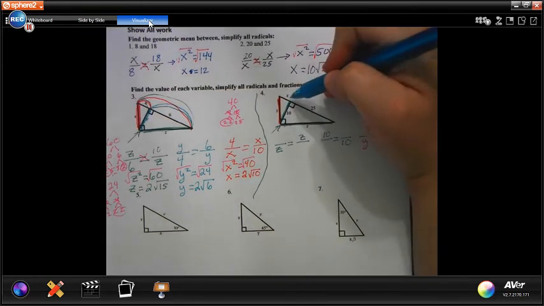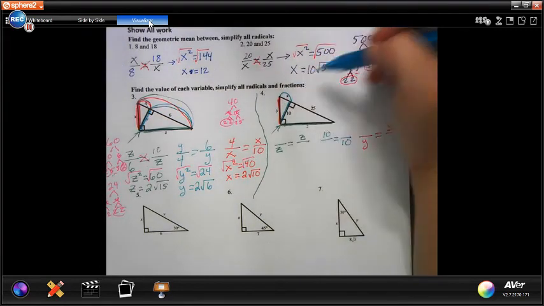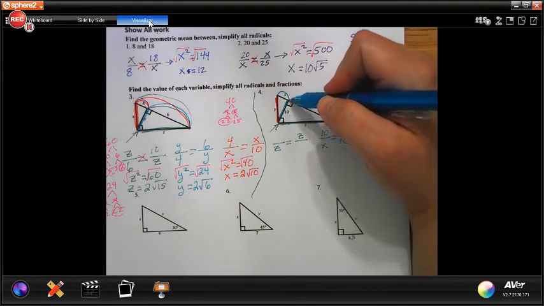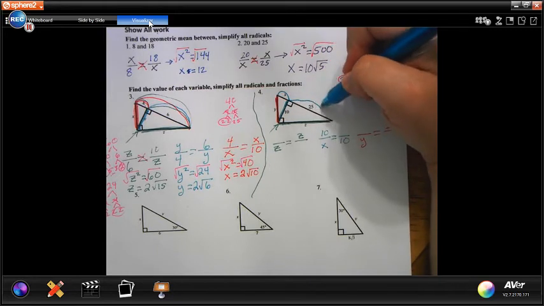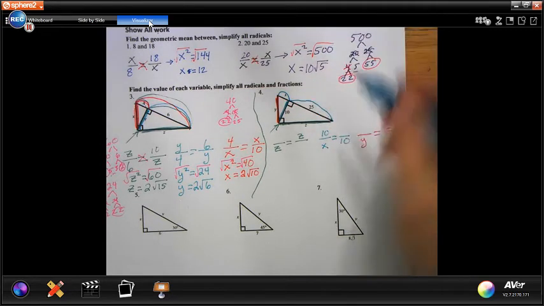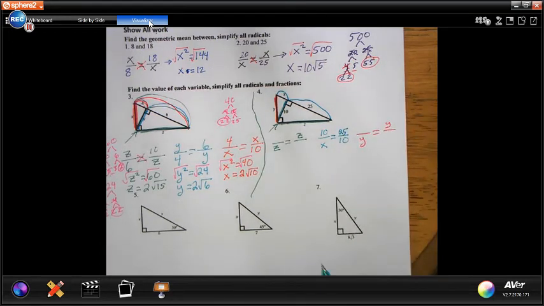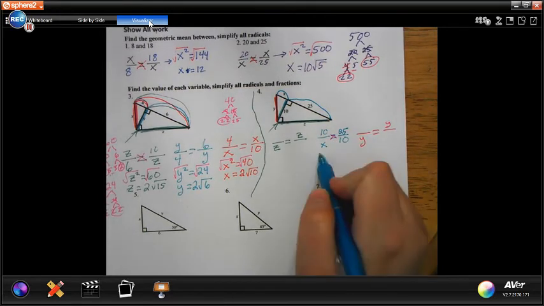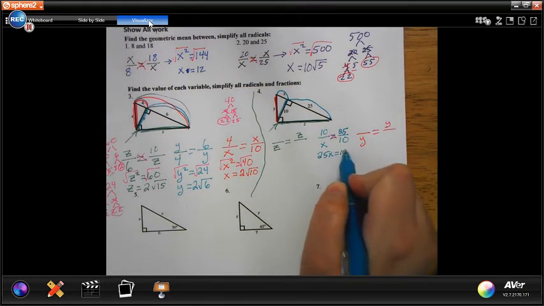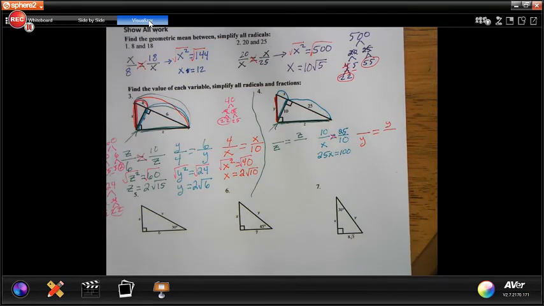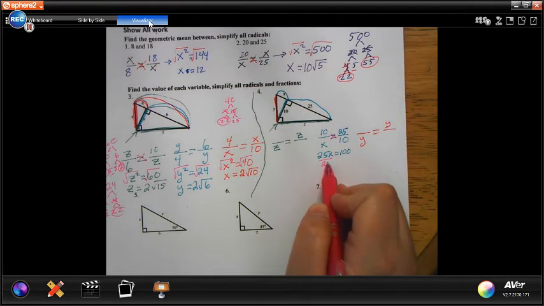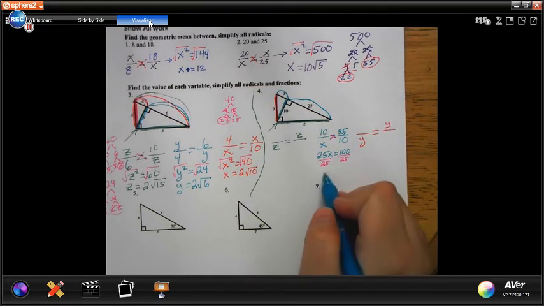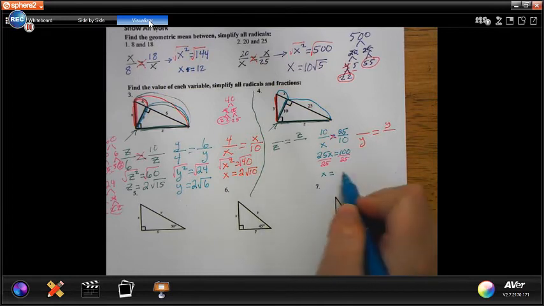So from 10, we hop to one end of the hypotenuse, and that length is X. And then going back to 10, we hop to the other side of the hypotenuse, and that hop was 25. So when you cross multiply, 25x equals 100. 10 times 10 is 100. And then solving for x, divide by 25. So we get x equals 4.